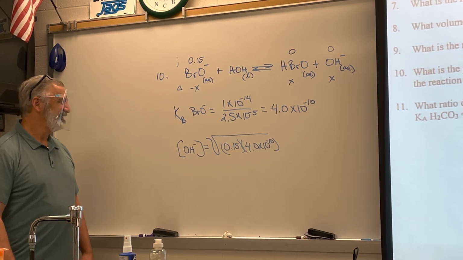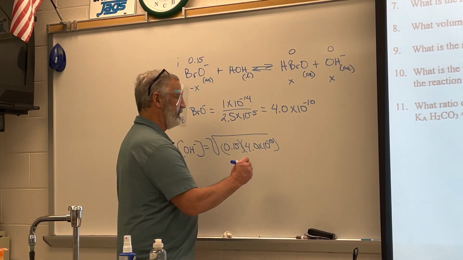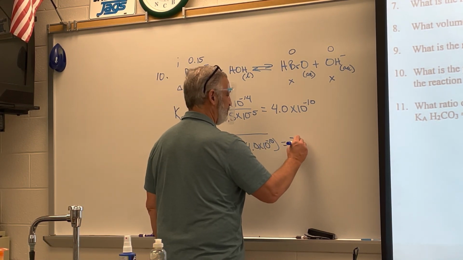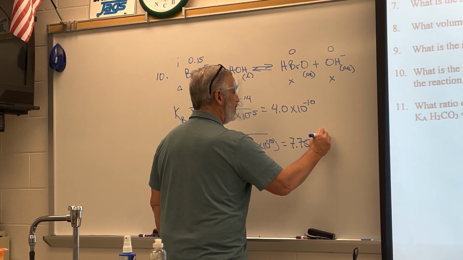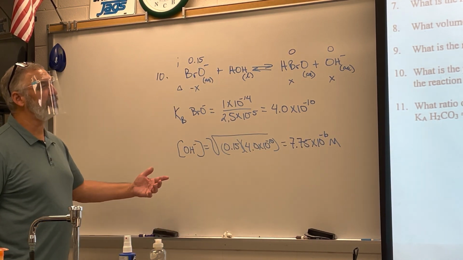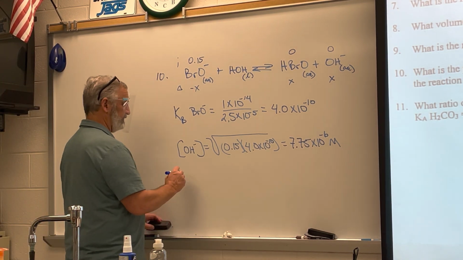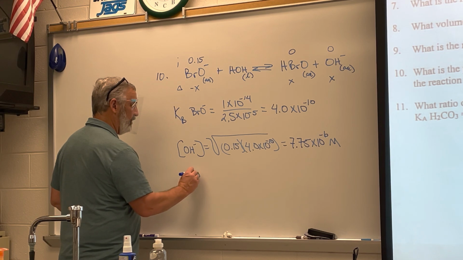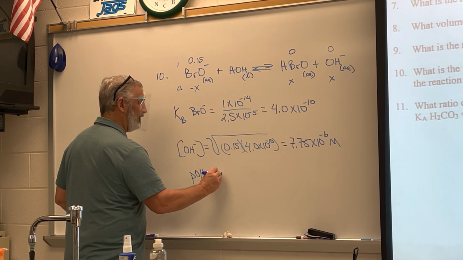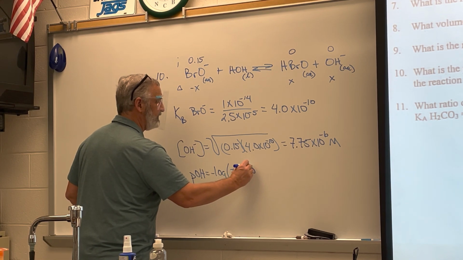Yeah. What does this come out to? 7.75 times 10 to the negative 6. So that's my OH minus concentration, but the question's asking for what is the pH. So what do I need to do now? The pOH is equal to negative log 7.75 times 10 to the minus 6.